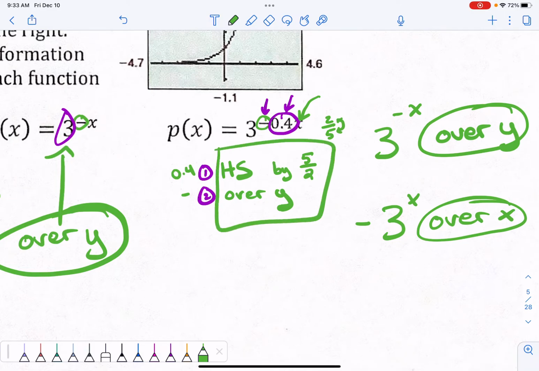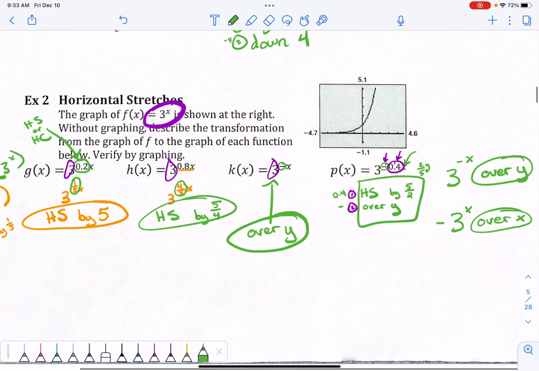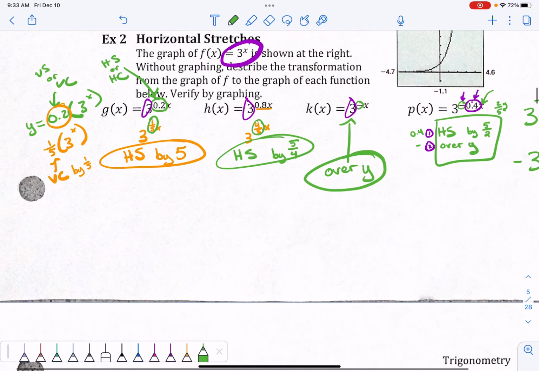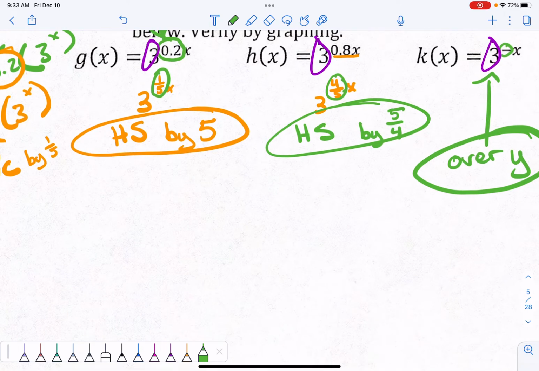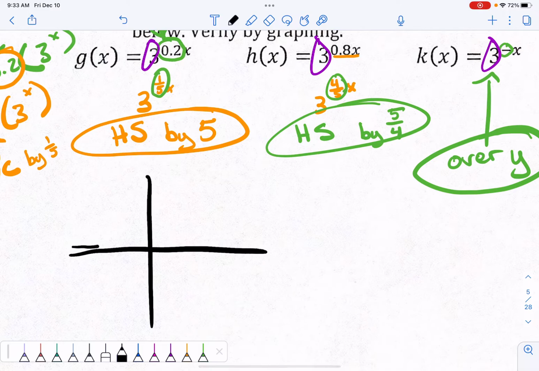Okay, how we are shifting it. They want us to go ahead and graph each of the functions. So let's say this is 3 to the x power. A horizontal stretch by a factor of 5 horizontally means we're making it fatter. So he's still going to come along, but he's going to be a little wider than normal, right? So that's kind of what that first one is going to look like.